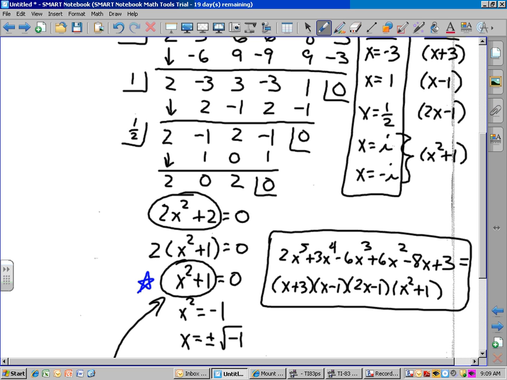So that's it. That's the 3 examples I have for this lesson. Lesson 4.4, the rational root theorem.